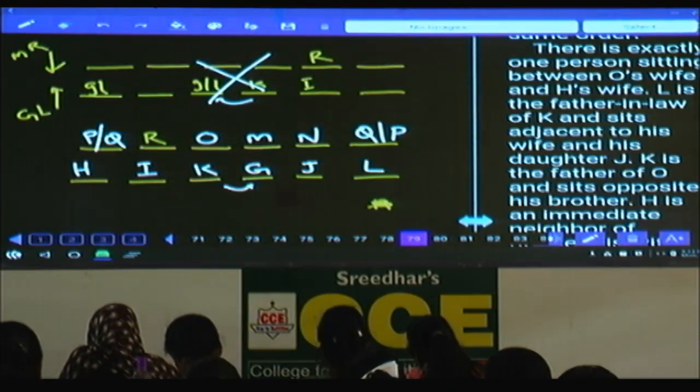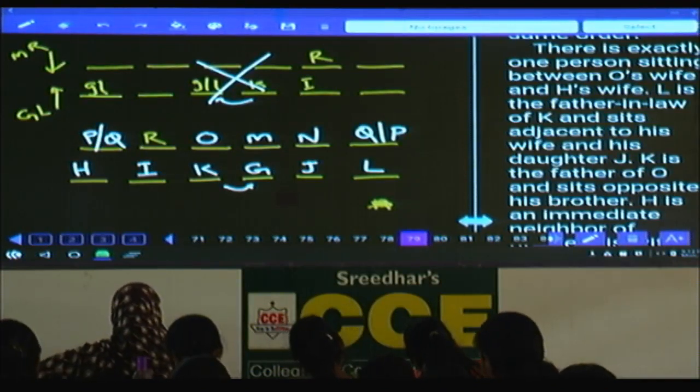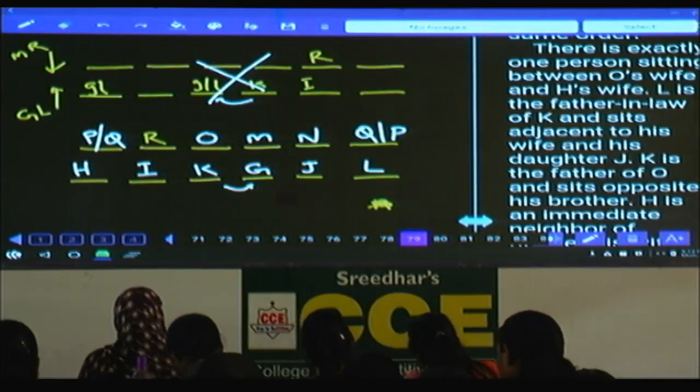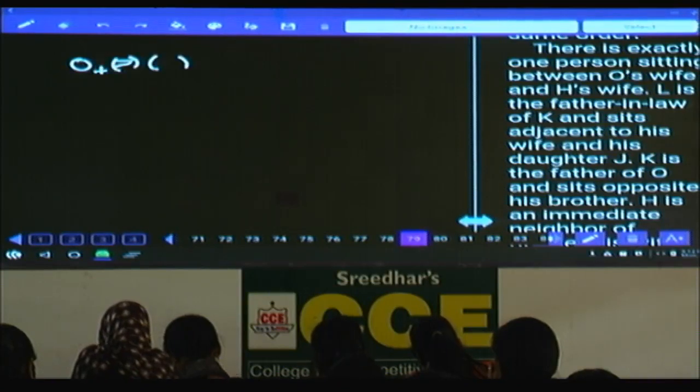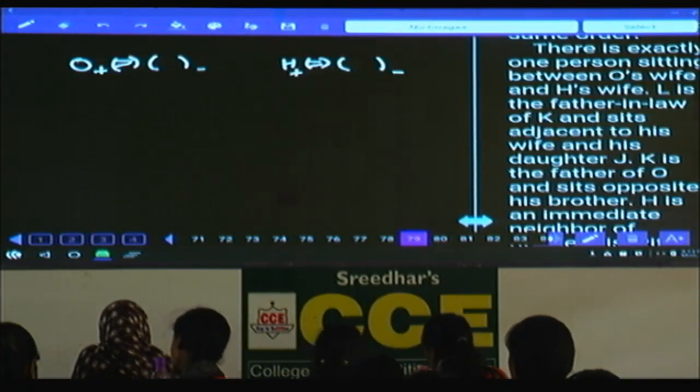Facing the center, there is exactly one person between O's wife and H's wife. Again, it belongs to blood relation circular arrangement. There is exactly one person sitting between O's wife and H's wife. That means O is a male, H is again a male. Now, as of now, there are 2 couples. And L is the father-in-law of K.